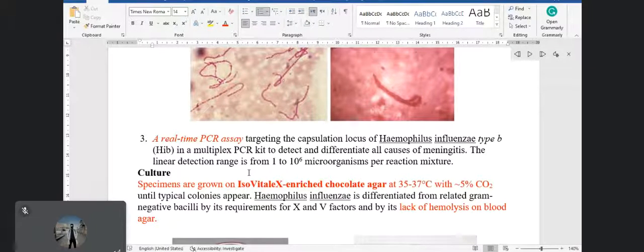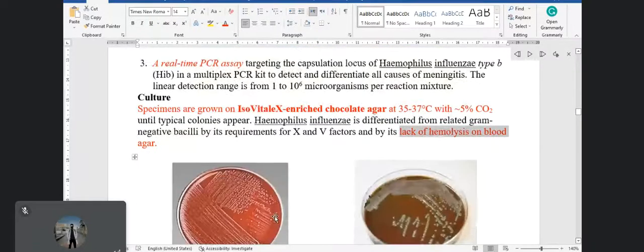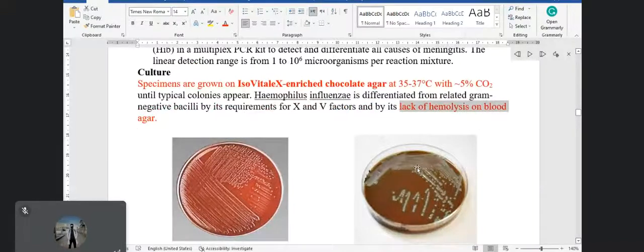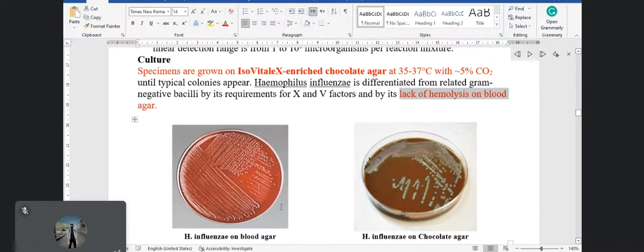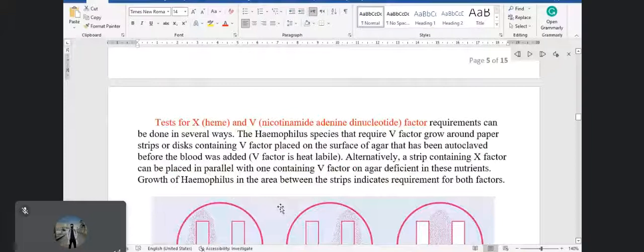The specimen, as we said, requires the V and X factors. So the best growth media is enriched chocolate agar. It requires 5% CO2, as it is a fastidious microorganism, and it can also grow at 35 to 37 degrees centigrade. The characteristic on blood agar and chocolate agar is that they lack hemolysis on blood agar. They do not give me a zone of hemolysis. They are translucent, as we said, small colonies.